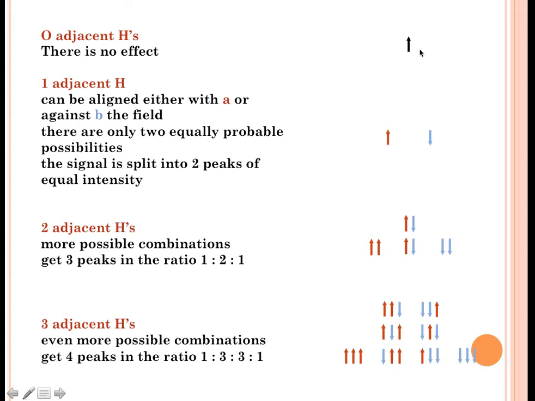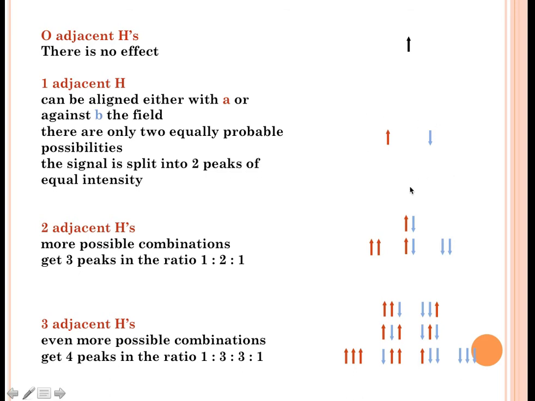peak, called a singlet. But if I've got just one adjacent hydrogen, then I can either align in the same direction as that one, or opposite to that one that's next to me. And those two probabilities are equally likely. So one adjacent hydrogen, I can either be with it or against it. It means I've got 2 possibilities, so I'm going to split into 2. It's going to give me 2 lines, which will be a doublet.